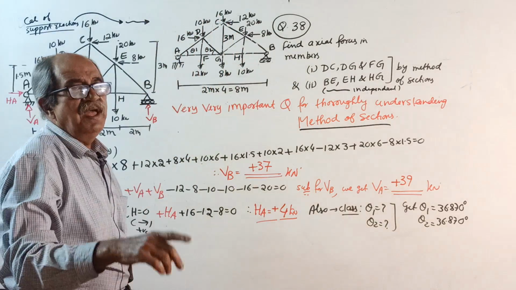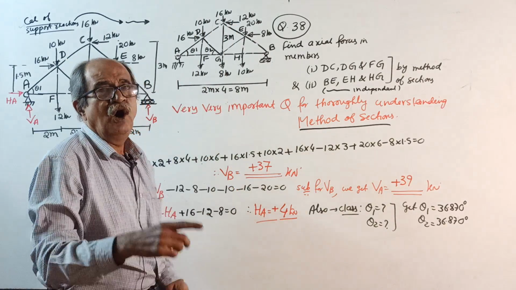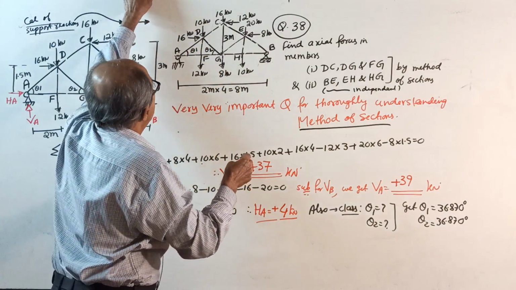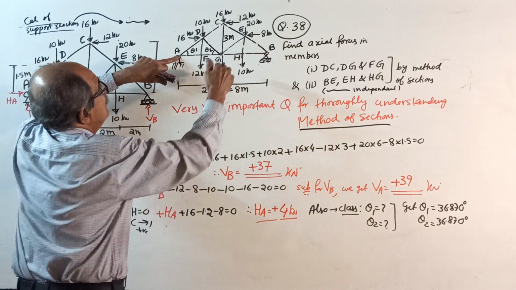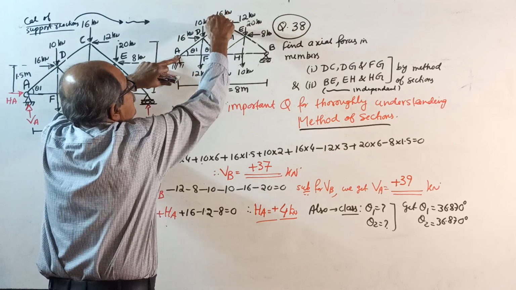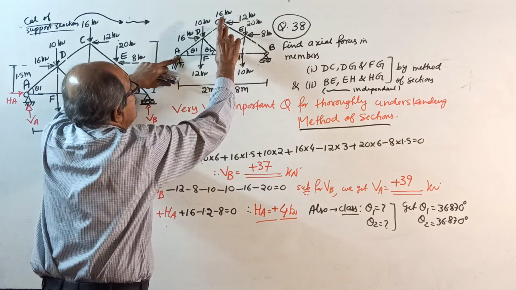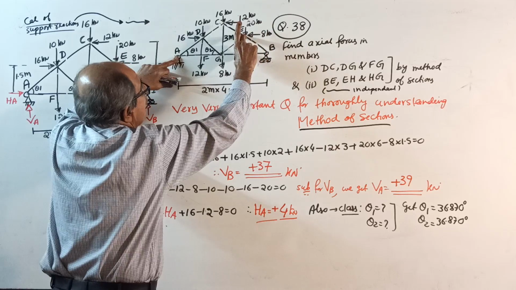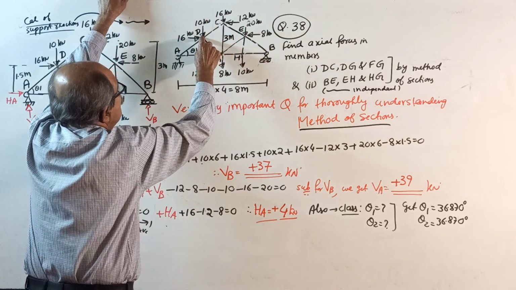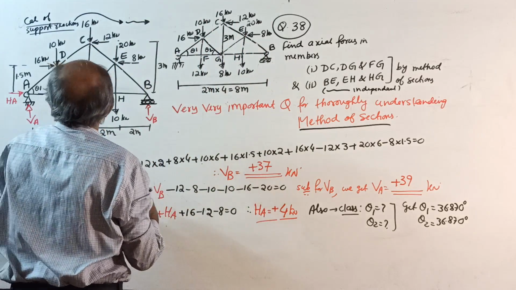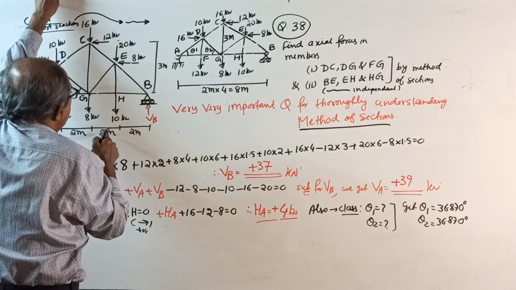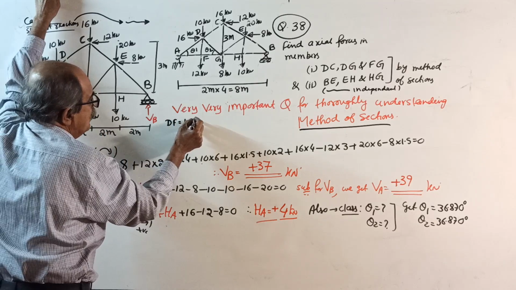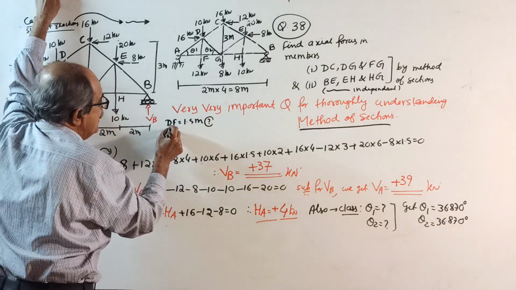Now, make a note. Before I explain everything, you should write. Before I find support reactions, when I take moment about any point, I require horizontal force into vertical distance. For 12, no problem, it is 3. For 16 you require this height, and for 8 you require this height. Both are the same height, so you require the height DF. Correctly, before you start finding reactions, calculate DF. DF will come as 1.5 meters.